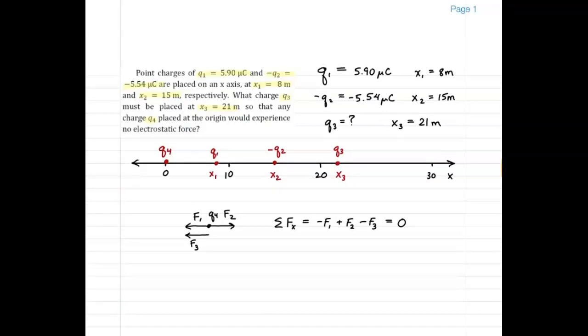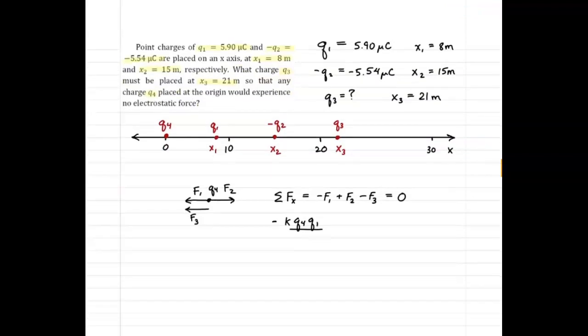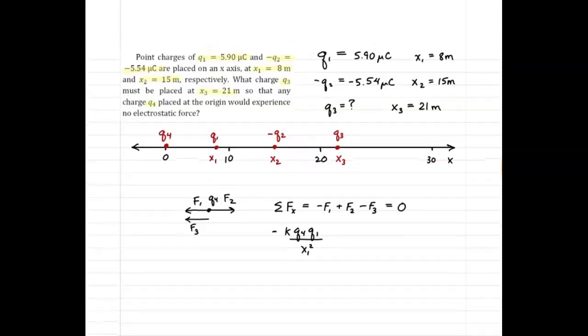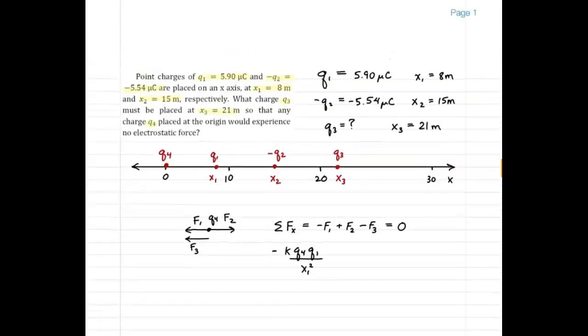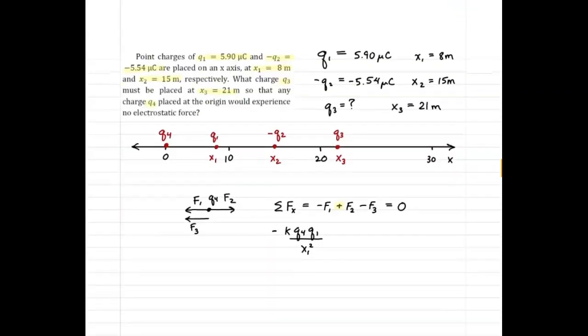Okay. So my negative F1 is going to be the electrostatic constant K times the charge Q4 multiplied by the charge of Q1. So Q4 times Q1 over the distance between them. And conveniently, Q4 is at the origin, so the distance between them is just x1 squared. Next is F2. For F2, we're looking at just the magnitude because we already accounted for the sign of F2 by this plus sign. So we don't want to double count.